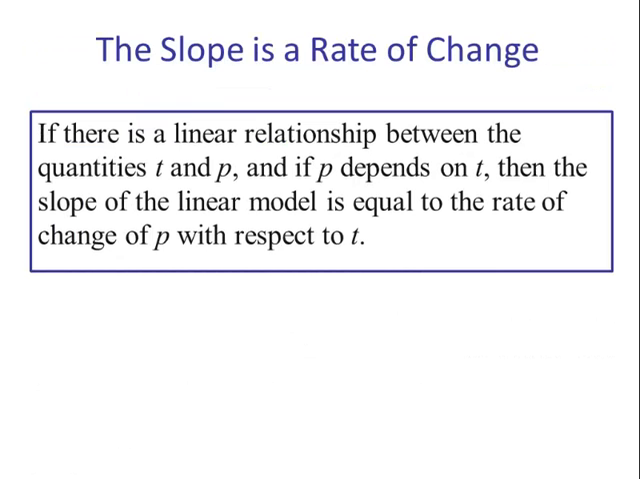If there is a linear relationship between the quantities t and p, and if p depends upon t, then the slope of the linear model is equal to the rate of change of p with respect to t.